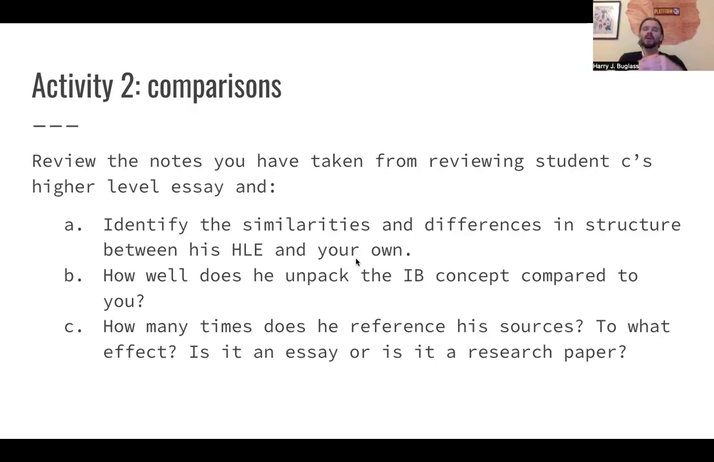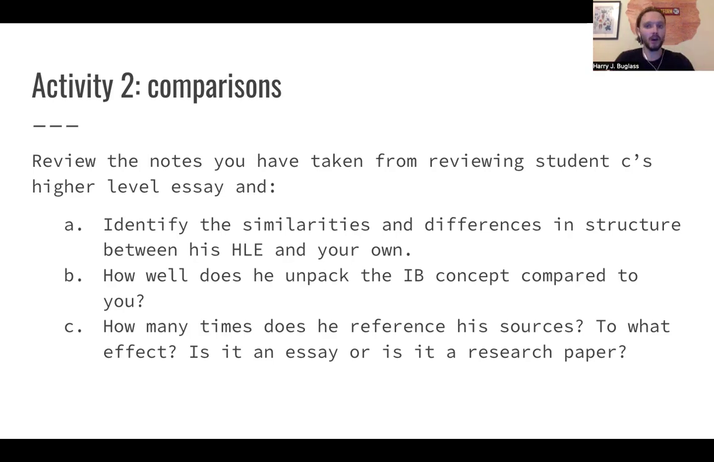Then, because we're making headway on our own with our high-level essays, I want you to begin comparing your high-level essay to this higher level essay. So you're going to review the notes that you've taken from student C's higher level essay and identify the similarities and differences in structure between your own and his. How well does he unpack the IB concept compared to you? What IB concept did you choose? And is it central throughout?